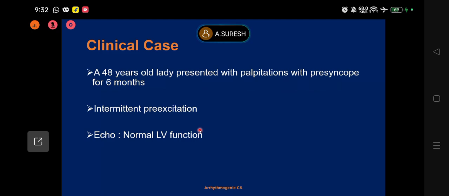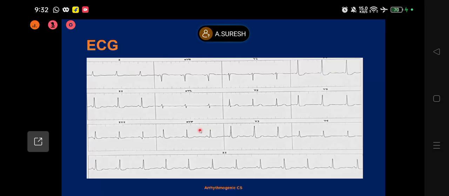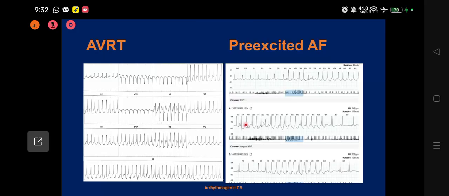Another patient, a 48-year-old lady, presented with palpitation and pre-syncope for 6 months. She had intermittent pre-excitation, and echo was normal, angio was normal. And this is the baseline ECG. There is no pre-excitation in this patient. Holter was done, which showed pre-excited AF and intermittent runs of AVRT. So she had an easily inducible AVRT.